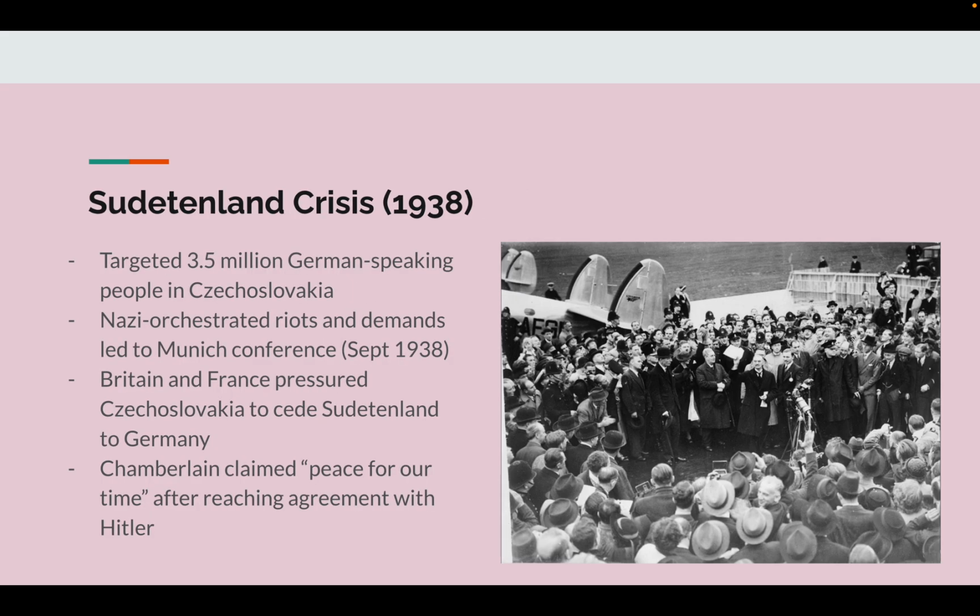The Sudetenland Crisis in 1938. Hitler targeted 3.5 million German-speaking people in Czechoslovakia. Nazi-orchestrated riots and demands led to the Munich Conference in September 1938. Britain and France pressured Czechoslovakia to cede the Sudetenland to Germany. Chamberlain claimed peace for a time after reaching agreement with Hitler.